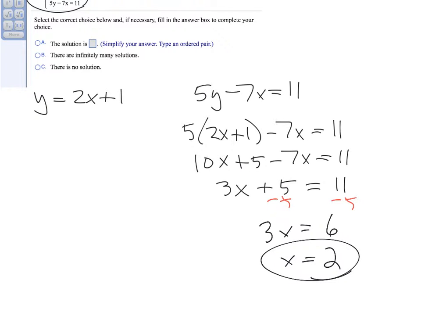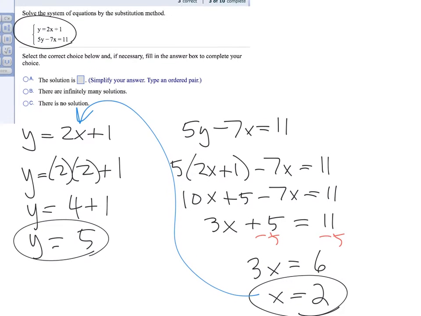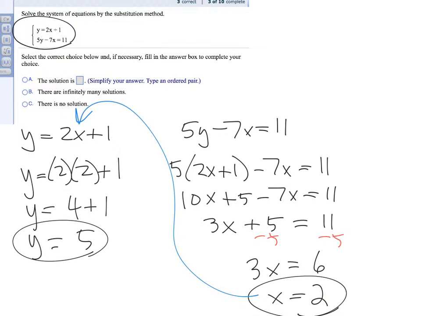So now that we know that x equals 2, we can substitute it in up here. So that says y equals 2 times 2 plus 1. And so y is equal to 4 plus 1. So y is equal to 5. And so our ordered pair is 2, comma 5.